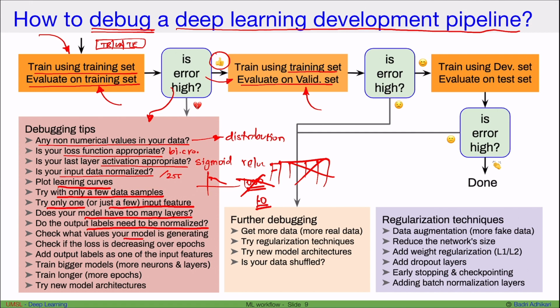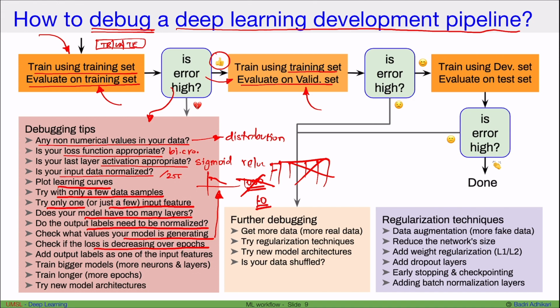Also, you want to check what values your model is generating. As you train the model, when it makes predictions, what values is it predicting? Is it predicting everything 0? Is it predicting everything 1? What exactly is it predicting? Checking that may give you some pointers on what's happening. You also want to make sure that your loss is decreasing over epochs. If you look at the learning curve, the loss should be decreasing over epochs. If the loss is constant, then that also signals that something is wrong.